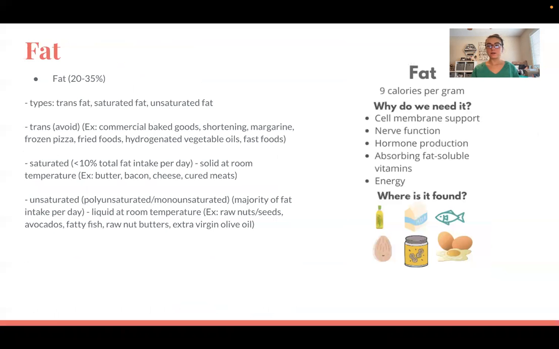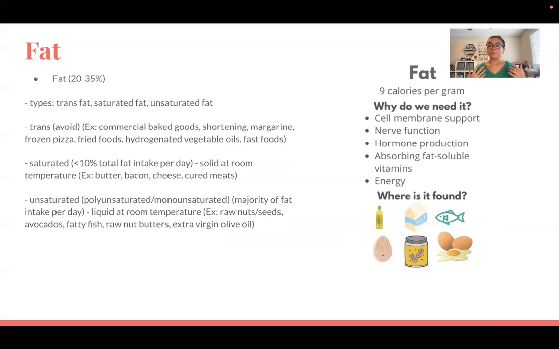So moving on to the last macronutrient we're going to talk about today, which is fat. In our energy system, fat is going to be second behind carbs. So we're going to get most of our energy from our carbs. If we really use all of that up, we'll take a little bit from fat. Typically we want to have about 20 to 35% of our daily calories coming from fat. Now, fat has 9 calories per gram, whereas protein and carbohydrates have 4 calories per gram. So fat is a higher calorie option, but that doesn't mean we need to avoid it. We absolutely need to have fat in our diet.